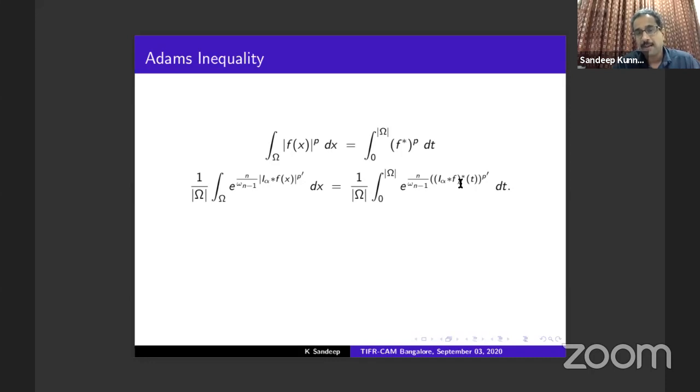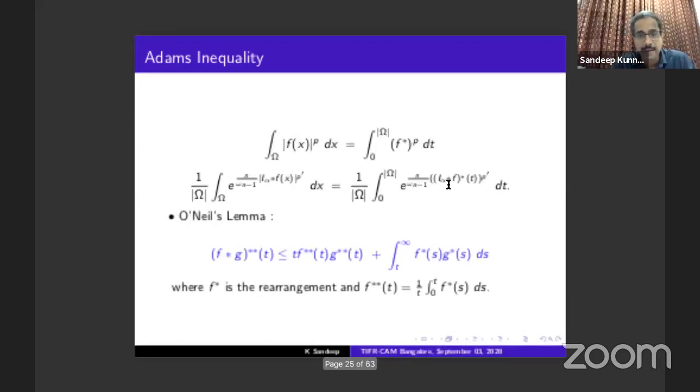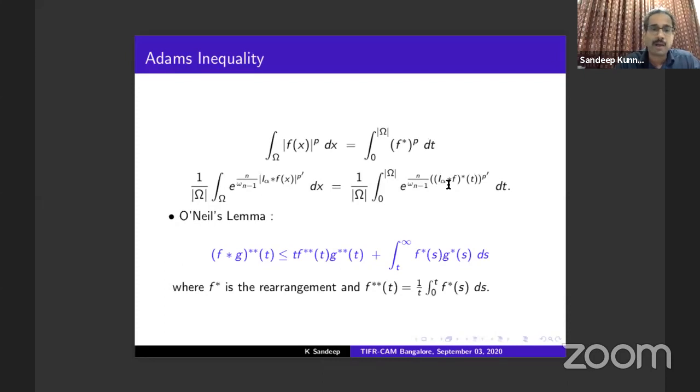Okay, but again, I alpha is a known function, so you can calculate its rearrangement. f is the given function, you can have its rearrangement, but for I alpha convolution f, the difficulty still lies here. Even though the problem became one dimensional, there is still a difficulty here. And the crucial tool Adams used is the inequality of O'Neill. Okay. So what is known as O'Neill's lemma tells you how to calculate this f star g, the double star of t, with this formula.